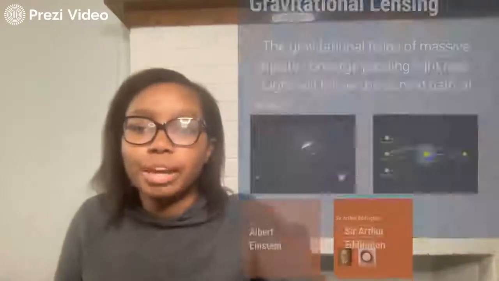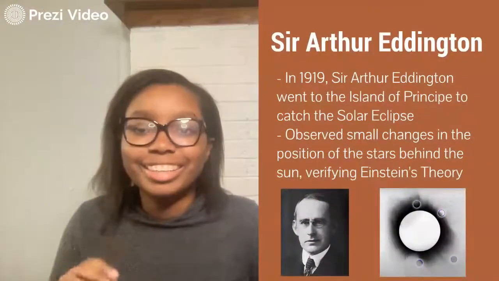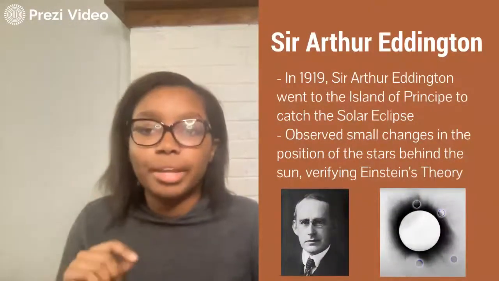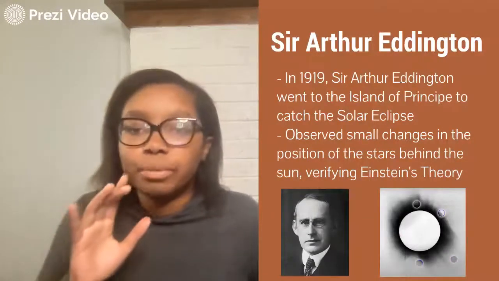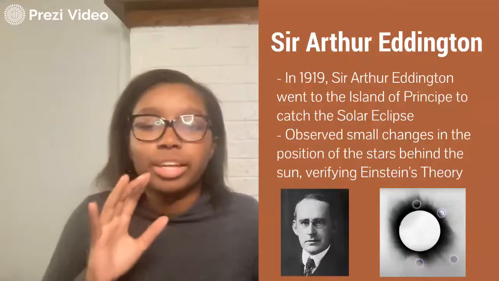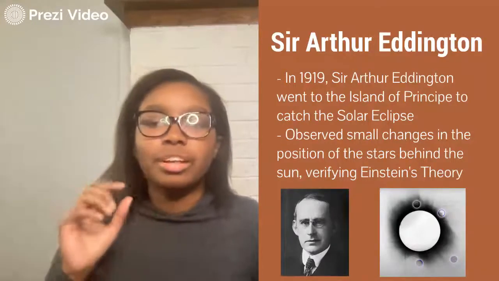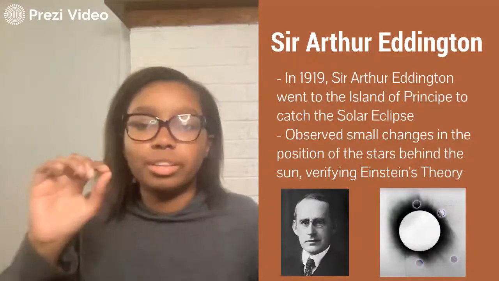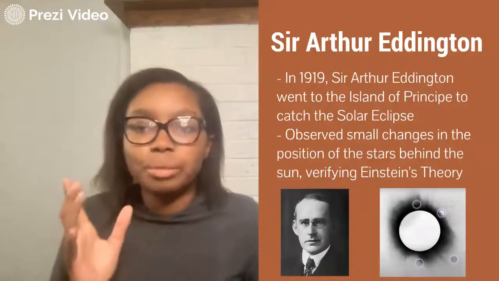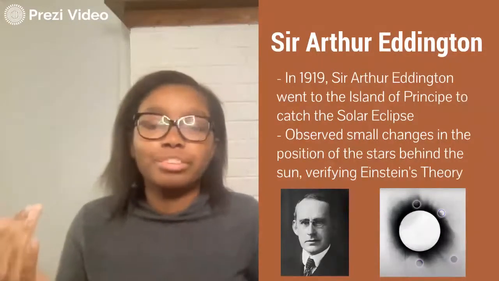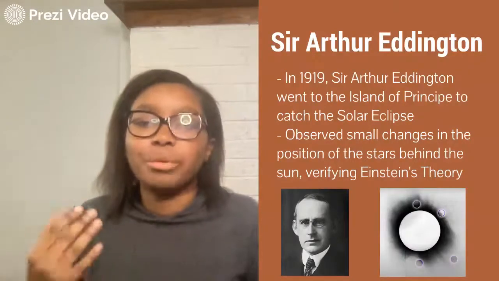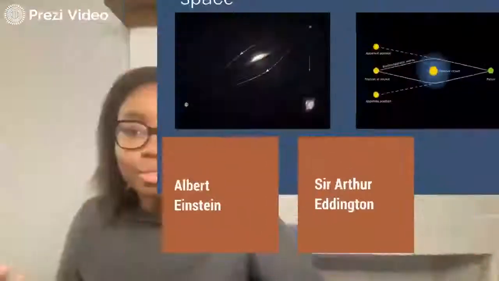This was most famously verified by Sir Arthur Eddington in 1919 when he went to the island of Principe to catch the solar eclipse. And what he observed is that the position of stars behind the sun were slightly adjusted so that you can now see the stars beyond the rims of the solar eclipse. And so he knew this meant that the light from the stars was being bent by the gravitational field of the sun into the telescope where he would not have seen them otherwise.